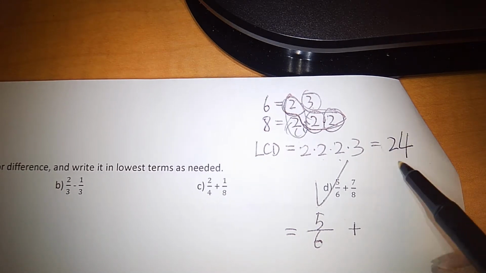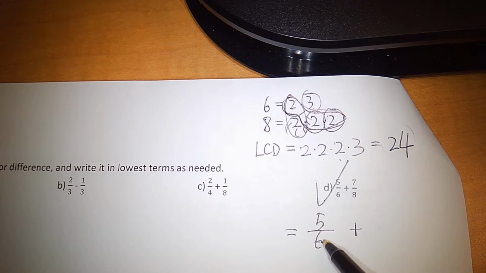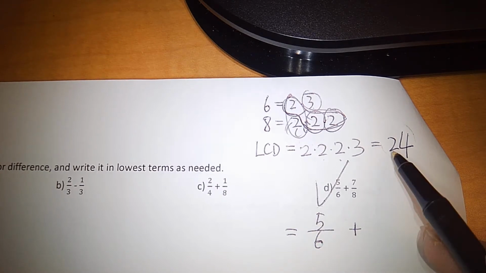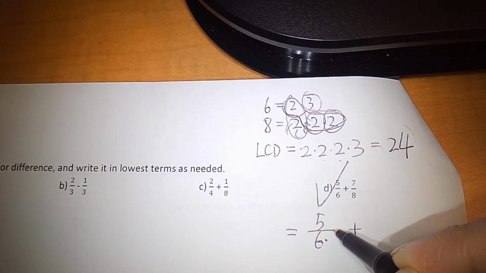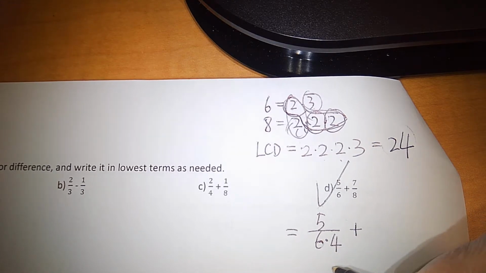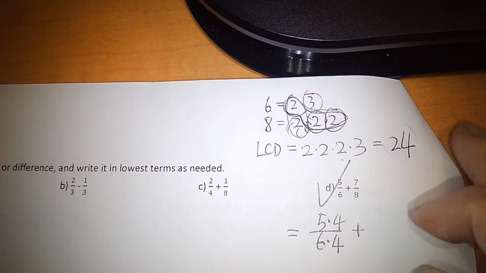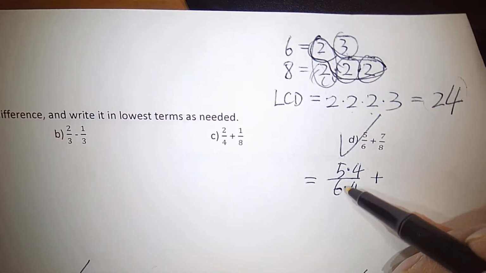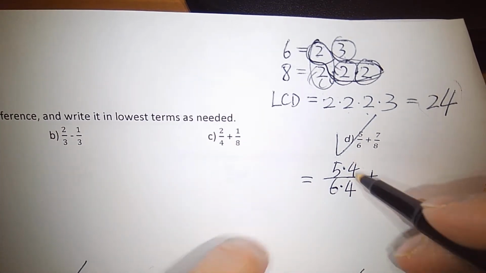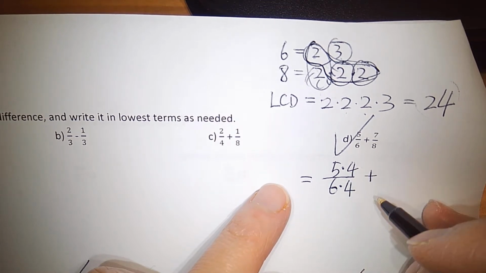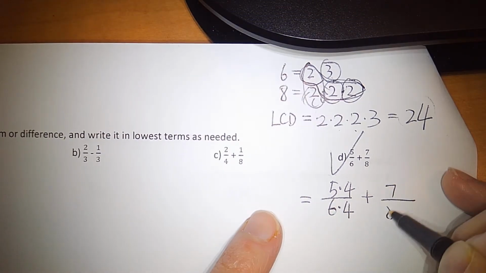Fractions with common denominator 24. So in order to let this fraction have denominator 24, we have to multiply 6 by what? 4, right? 6 times 4 gives us 24. To be fair, multiply 4 from both up and down, right? Up and down.